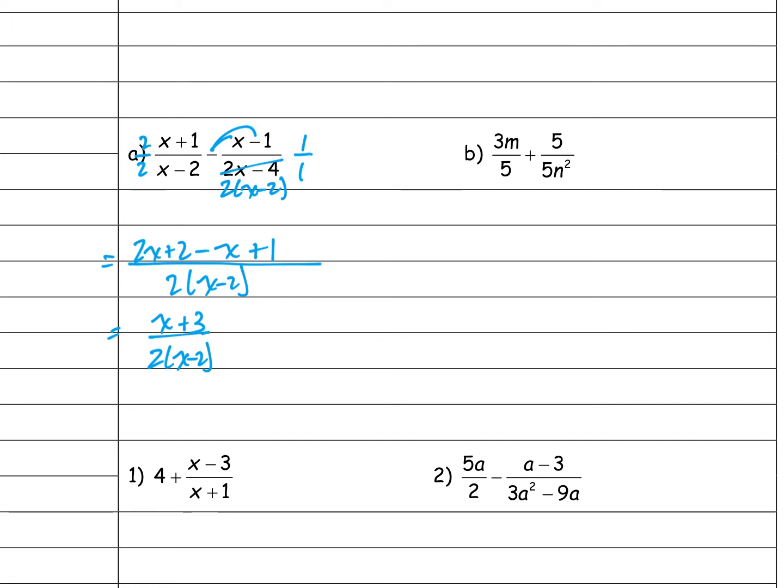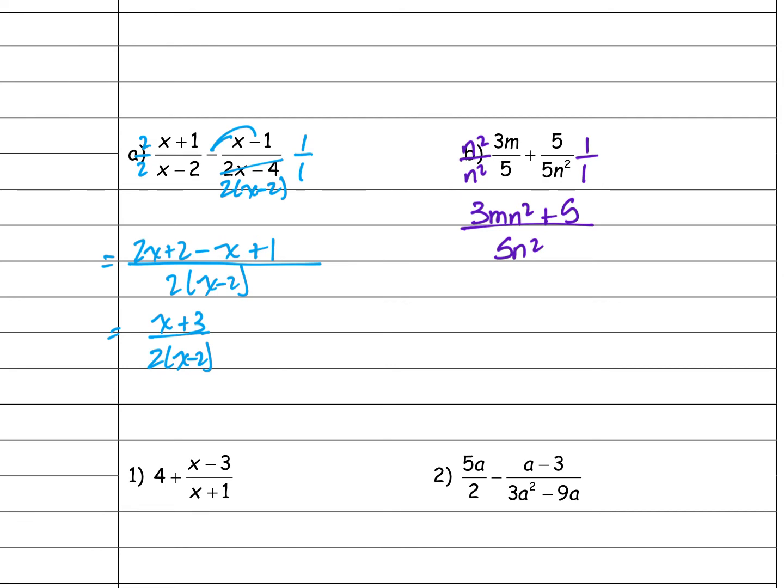Yes, no, maybe so? Okay. And then on the last one, the common denominator is going to be 5n squared. Multiply this one by n squared over n squared, and this one by 1 over 1. And I get 3mn squared plus 5. Done. That's it.